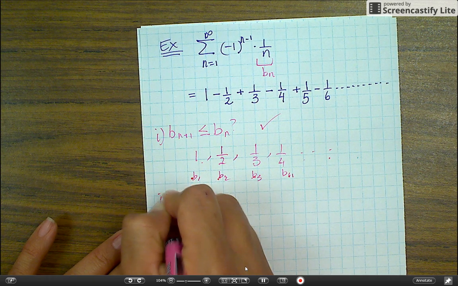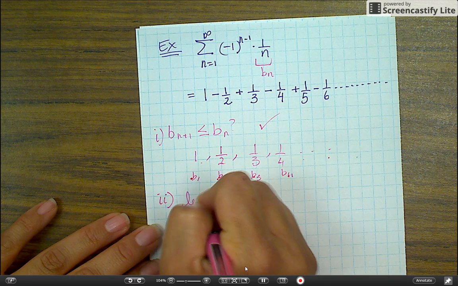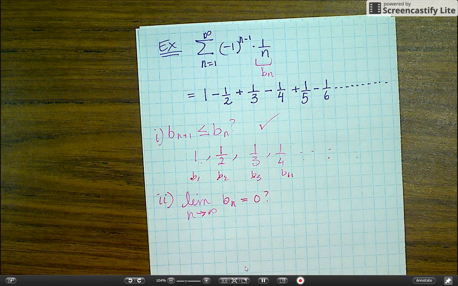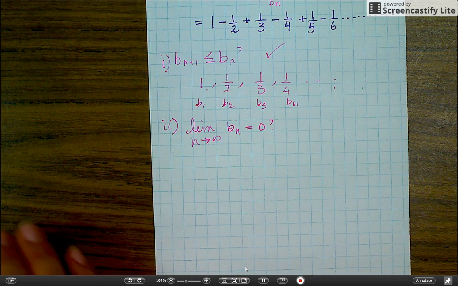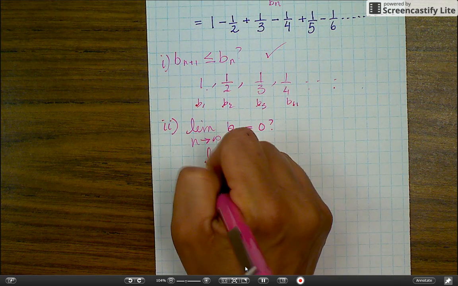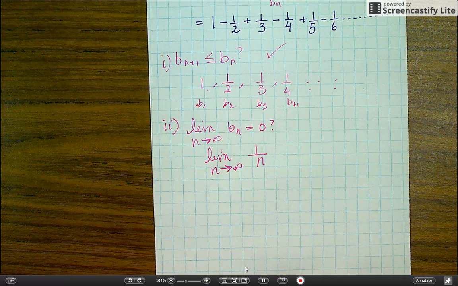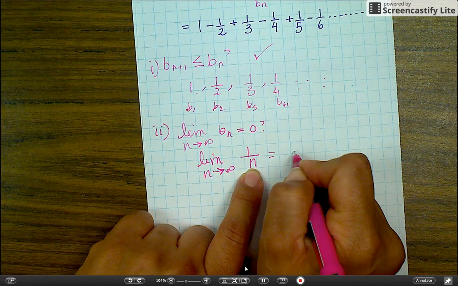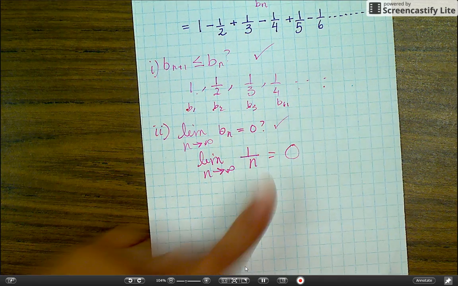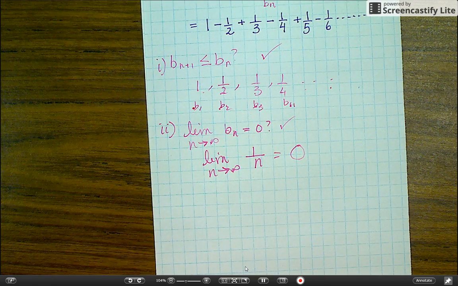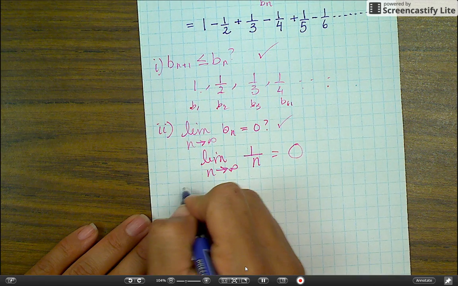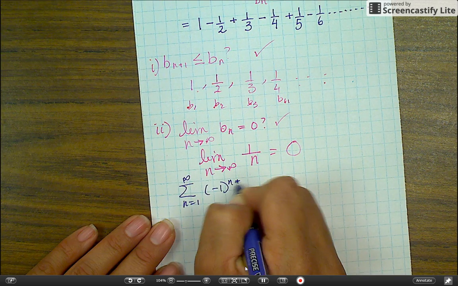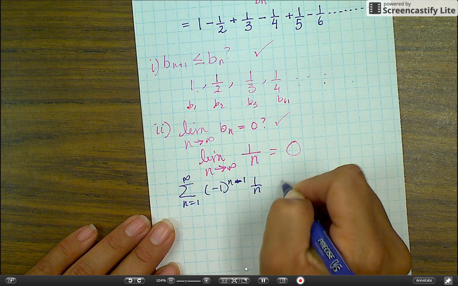Okay, so now my second condition. Does the limit as n goes to infinity of Bn equal 0? So let's do it. If I take the limit as n goes to infinity of 1 over n, this one's easy. When I put infinity in for my n, it is going to go to 0. So yes, both conditions are satisfied. So in this situation, the sum from n equal to 1 to infinity of negative 1 to the n minus 1 times 1 over n converges.